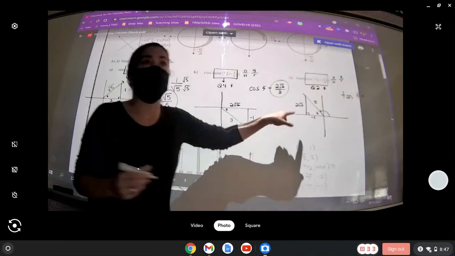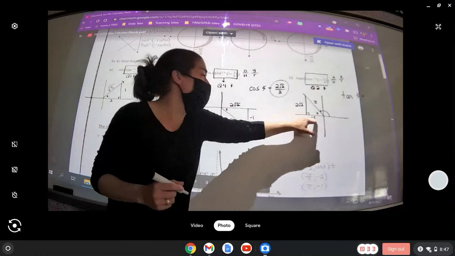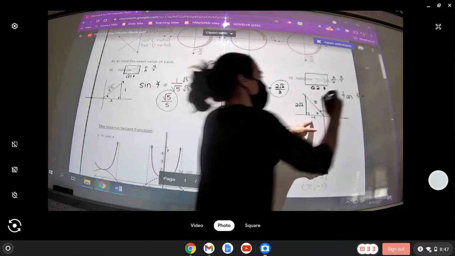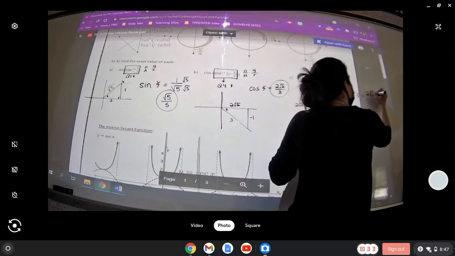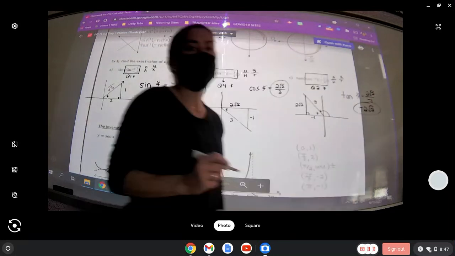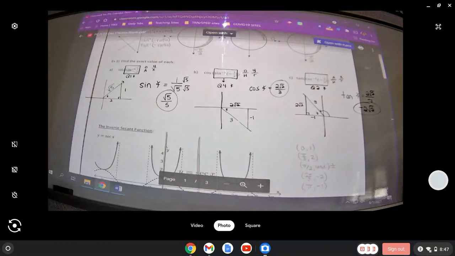And what is the tangent of this angle? O over A, Y over X, it's 2 root 2 over -1, which is just going to be -2 root 2. And you're done.